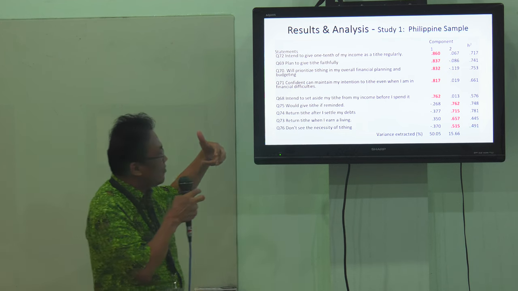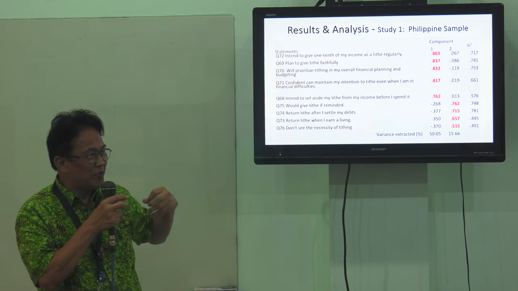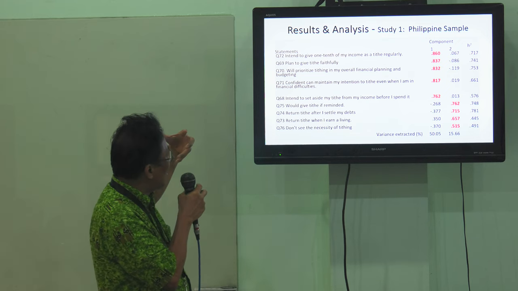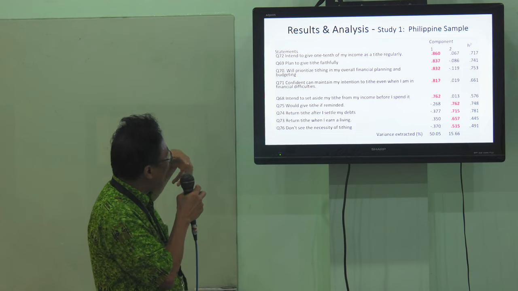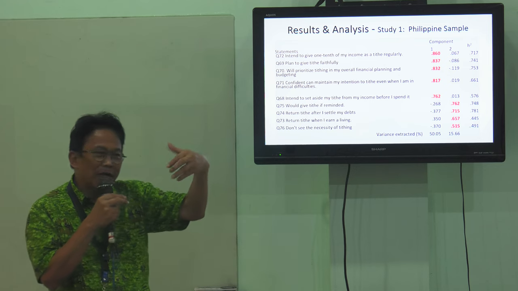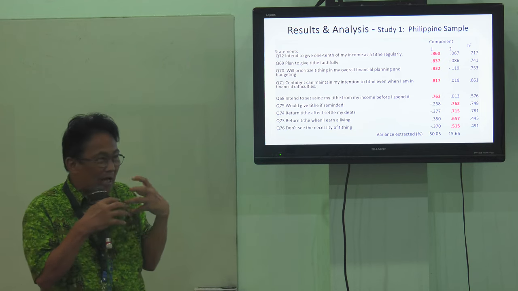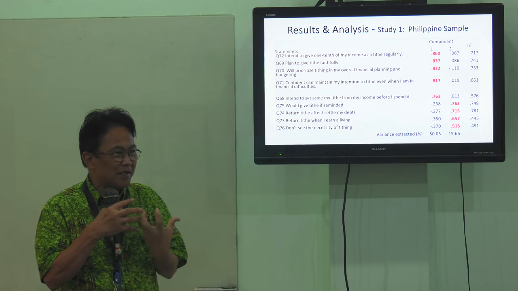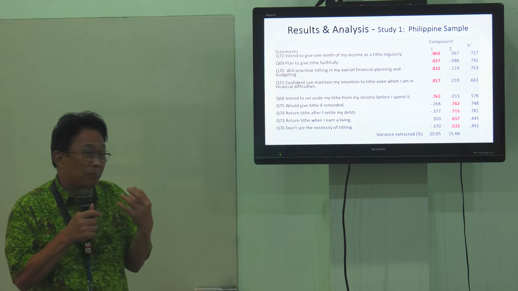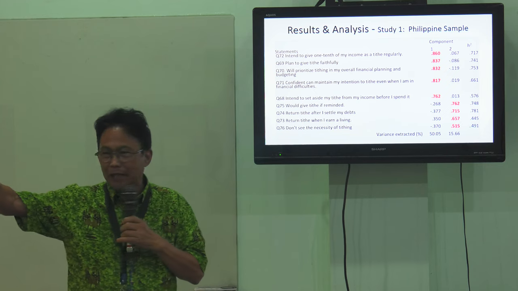two factor solutions. And if you look at these two factor solutions, the first factor, the items are: prioritize tithing in my overall financial planning, confident I can maintain my intention to tithe, I intend to set aside my tithe from my income before I spend it, I intend to give one tenth. So we decided to call this intrinsic intention. In other words, these are internalized characteristics or attitudes or intention to tithe. So these are intrinsic. And most likely, people with intrinsic intention are more likely to actually tithe.